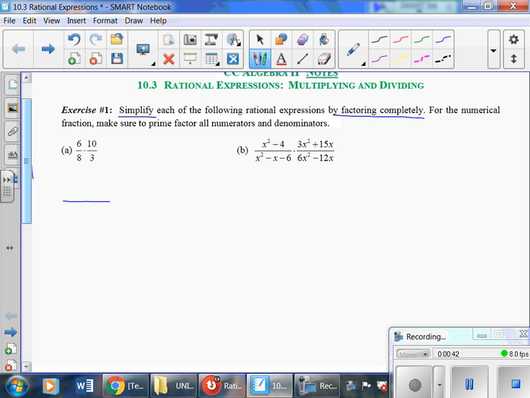6 can be rewritten as the primes 2 times 3. 8 can be rewritten as 2 times 2 times 2, because those are your factors. 10 can be rewritten as 2 times 5, and 3 is simply 3 because it is already a prime. So we can cancel up and down, we can cancel diagonally, we cannot cancel side to side. So in other words, I can cancel these two, I can cancel these 3, and I can cancel these 2. So what's left over? In my numerator, I have a 5. In my denominator, I have a 2.